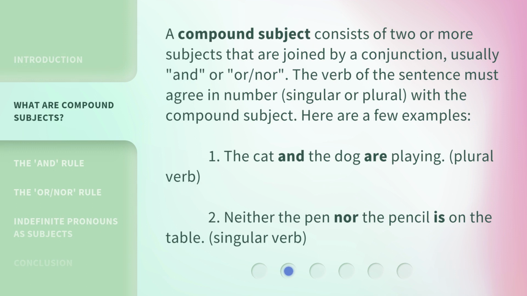A compound subject consists of two or more subjects that are joined by a conjunction, usually and, or, nor. The verb of the sentence must agree in number, singular or plural, with the compound subject. Here are a few examples. 1. The cat and the dog are playing. Plural verb. 2. Neither the pen nor the pencil is on the table. Singular verb.